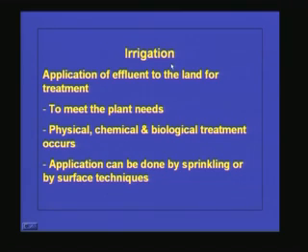For example, irrigation. Irrigation is the application of effluent to the land for treatment. So the purposes are to meet the plant needs, and it will also give physical, chemical and biological treatment to the effluent, and application can be done by sprinkling or by surface techniques. We have already seen this one.